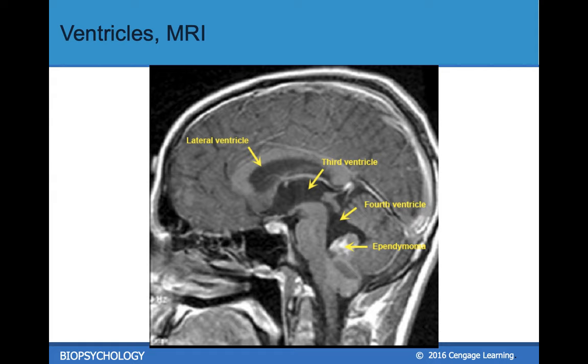So here's kind of what it looks like. You see the lateral ventricle, that's the big C-shaped one, the third ventricle, which is the one in the middle, and the fourth ventricle, which begins at the base of the brain and goes down through your spinal column.